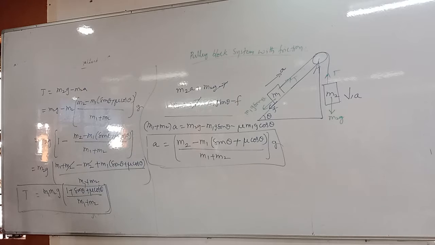For each and everything, the same procedure only. First of all, you have to find out the free body diagram. From that, you have to write the equation of acceleration. Then you have to find out the acceleration first. To find the acceleration, what you have to cancel? Tension you have to cancel. After cancelling the tension, you will get the acceleration.